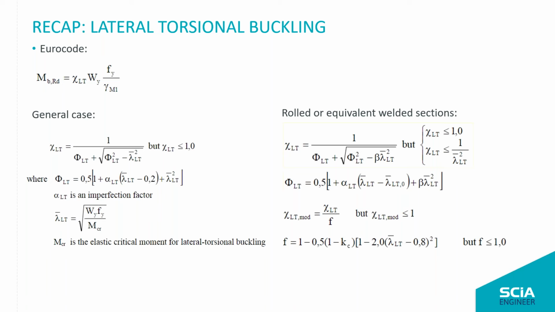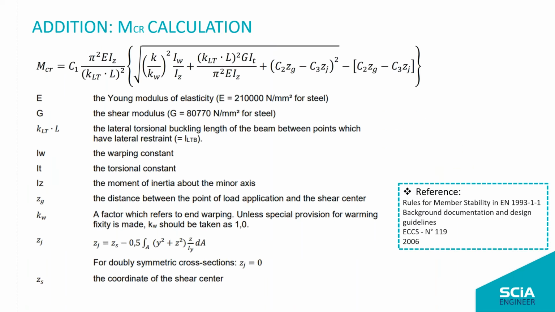But the Eurocode doesn't say how we should calculate M critical. So for this, we reference again to ECCS. We use this well-known formula for the calculation of M critical. Most of the parameters are pretty clear or are easily calculated by SCIA Engineer. So I will not spend too much time on them, but for the rest of them, I will try to give you some explanations on some additional factors.